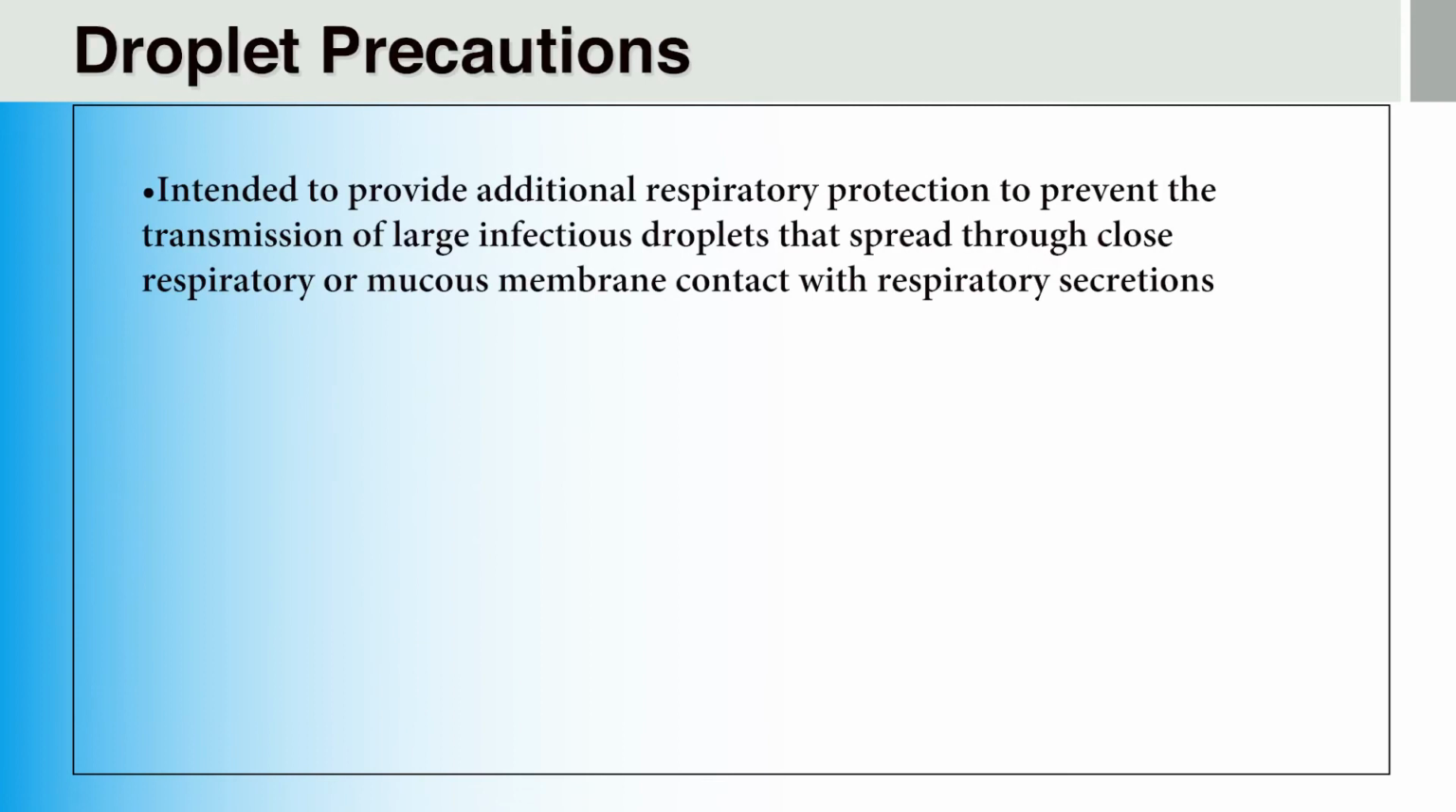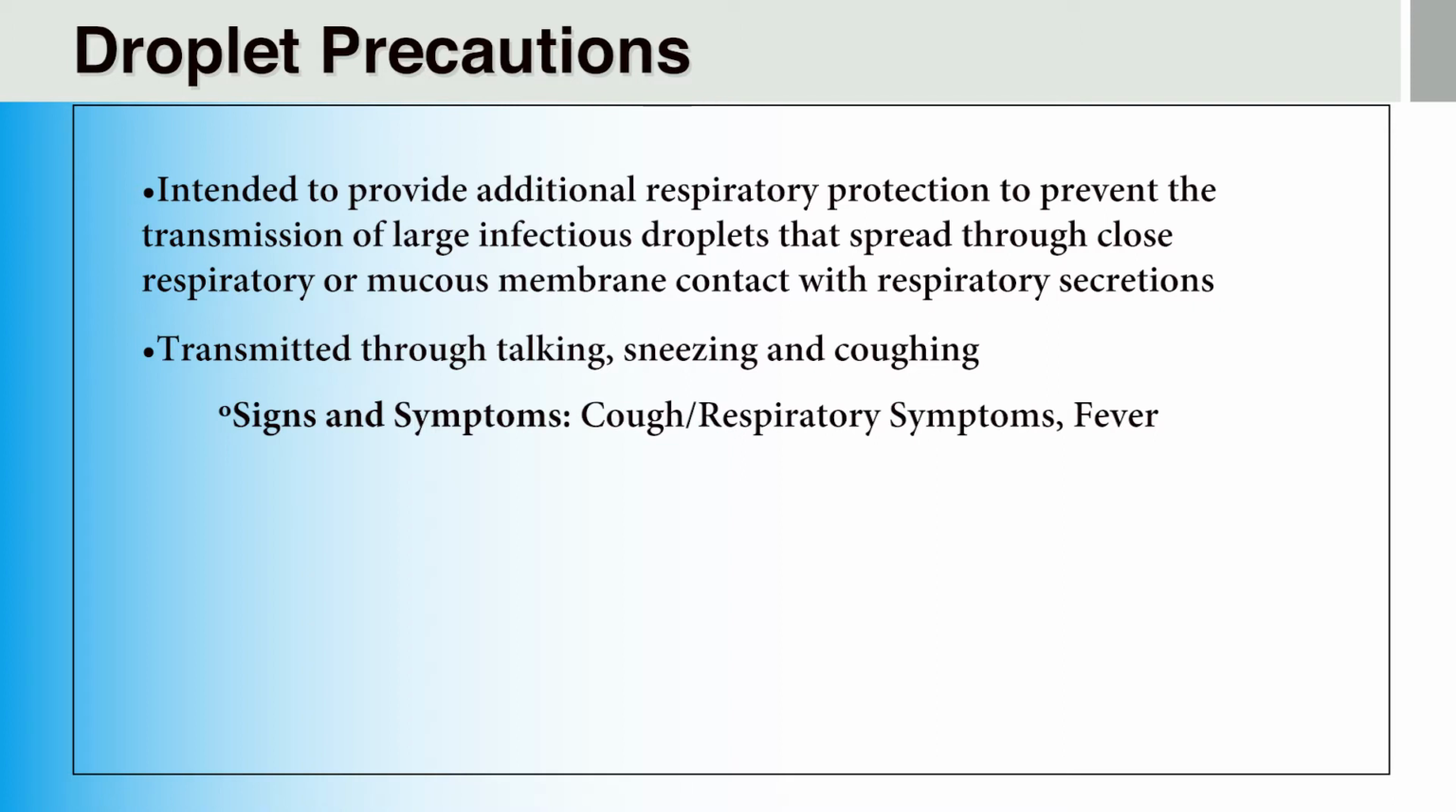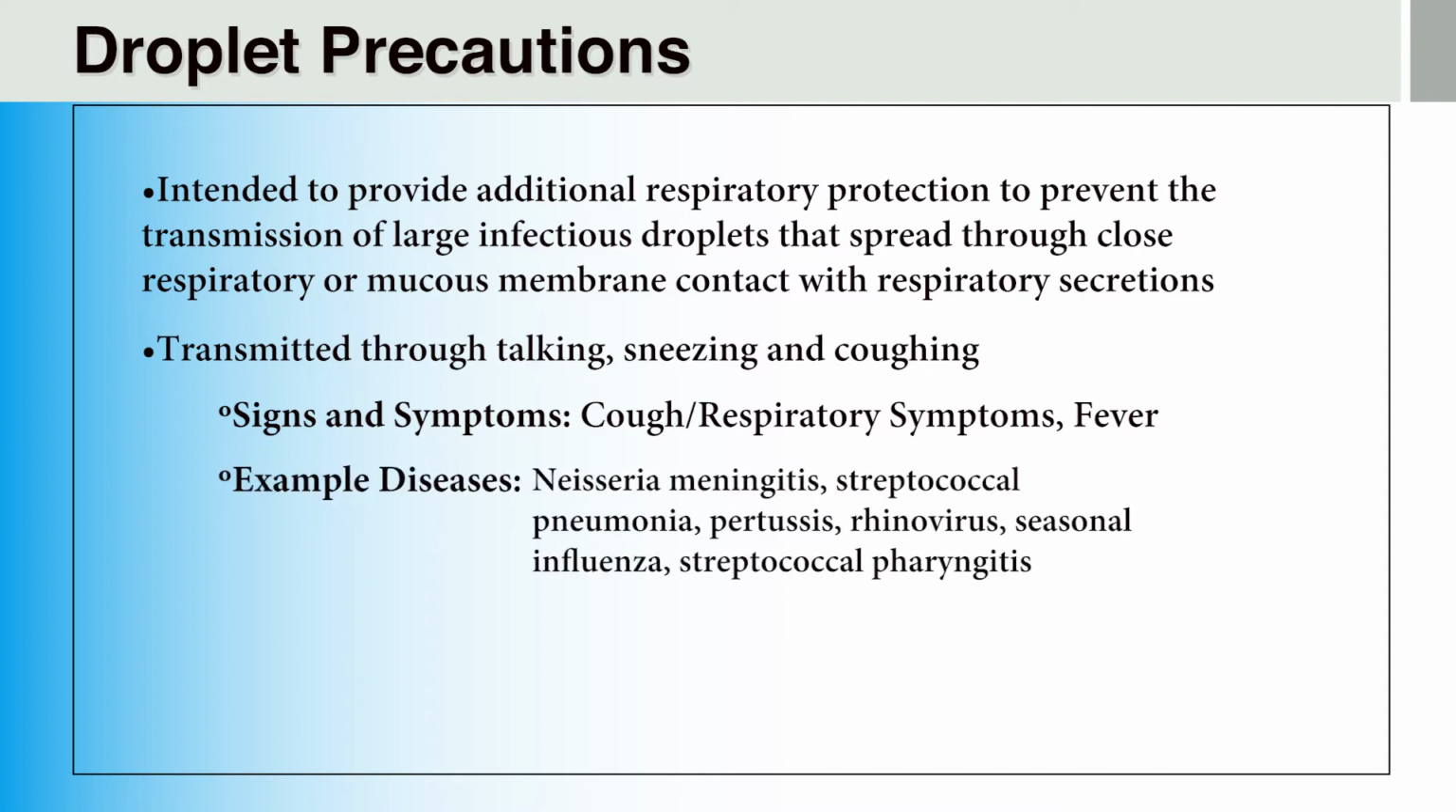Some infectious diseases, like seasonal influenza and strep throat, spread from person to person in respiratory secretions that are expelled when people talk, sneeze, or cough. Signs and symptoms to be aware of for droplet precautions include cough or other respiratory symptoms and fever. Example diseases include Neisseria meningitis, streptococcal pneumonia, and seasonal flu, among others.